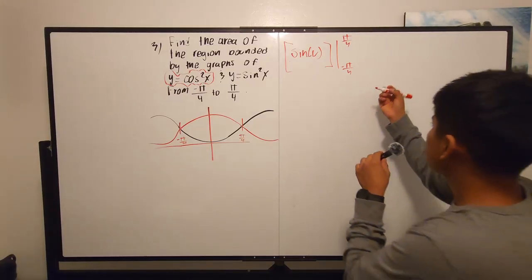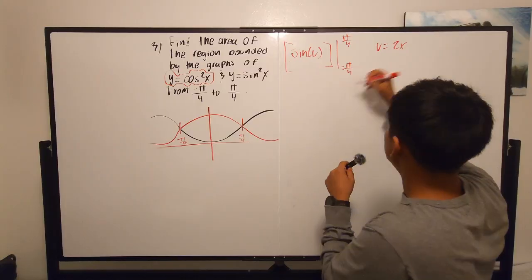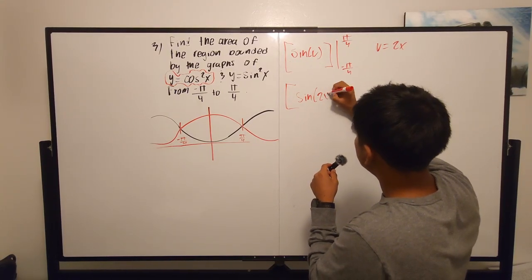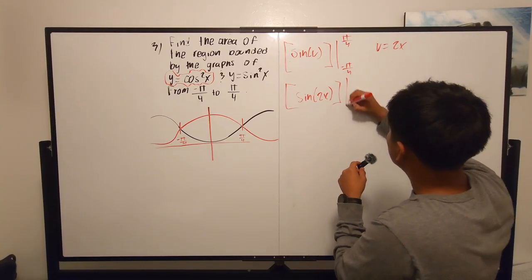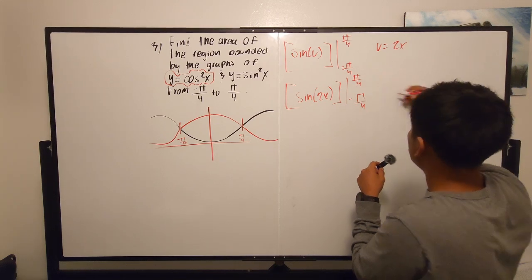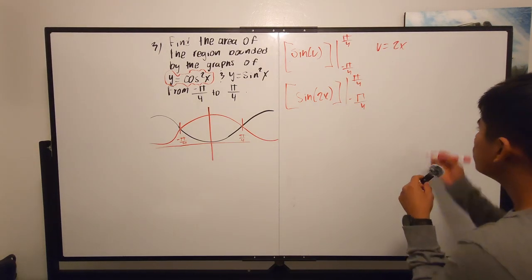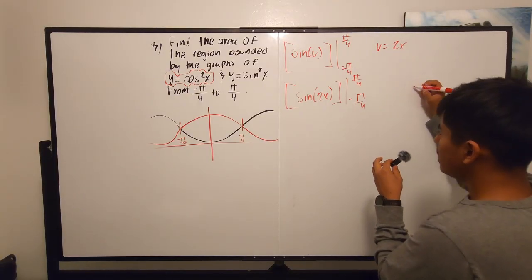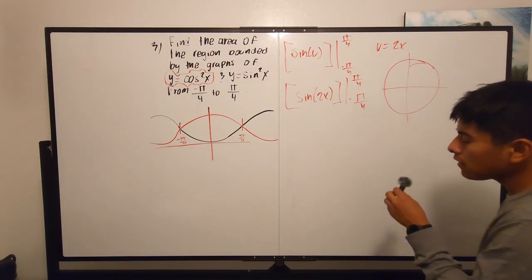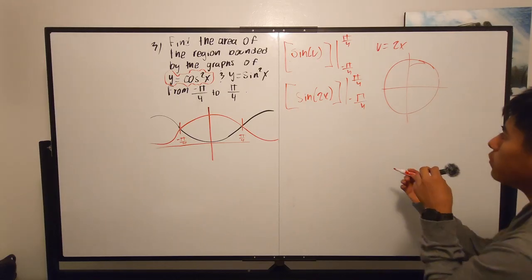And I erased it, but luckily I remembered that u is equal to 2x. So let's replace u again right here. So we're evaluating the sine of 2x from negative pi over 4 to pi over 4. Now, you can plug this into the calculator if you want. If you want to do it by hand, I guess you would draw the unit circle right here. So we have our unit circle, and now we are going to evaluate.